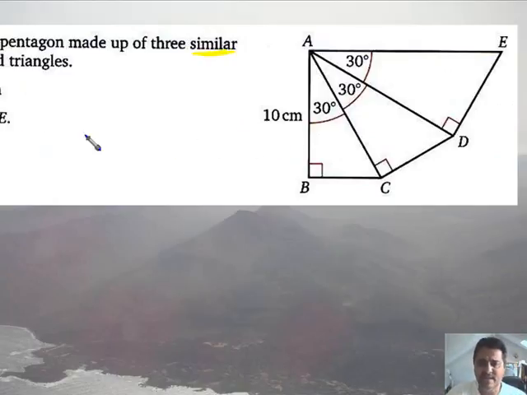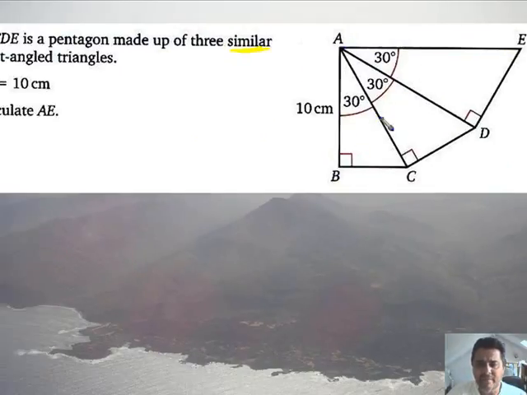I'm told that AB is 10. I've got to work out AE in the end. There's no way of going straight from this triangle to this triangle here. Impossible. But if I know AB and 30, I can work out the length AC. And if I know the length AC, I can work out the length AD. If I know the length AD, I can work out the length AE.